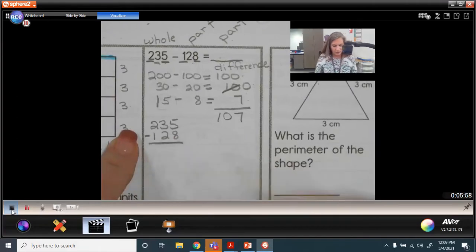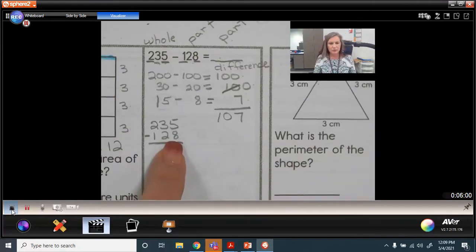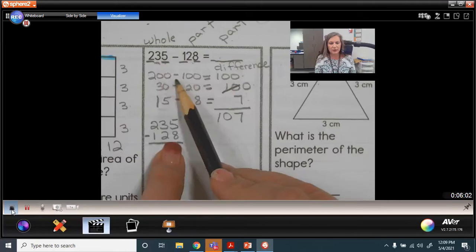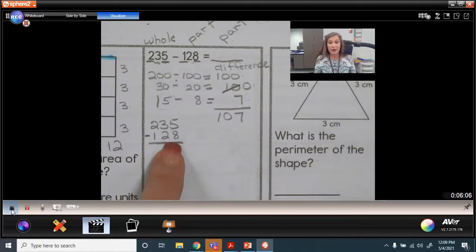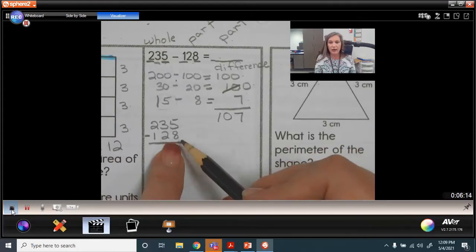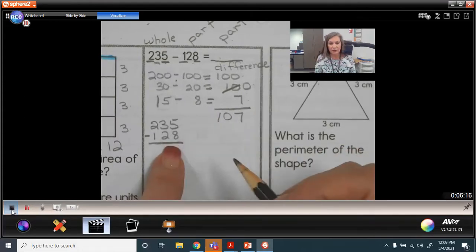Again, I look and start in the ones place. Now here I started in the hundreds place, but here I'm going to start in the ones place. That's because I may need to borrow and regroup. And if that's the case, then I need to borrow from a higher place value. So my ones are my lowest place value at this point.